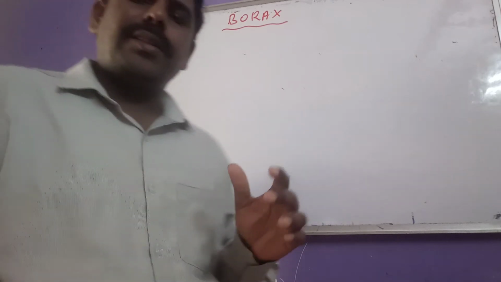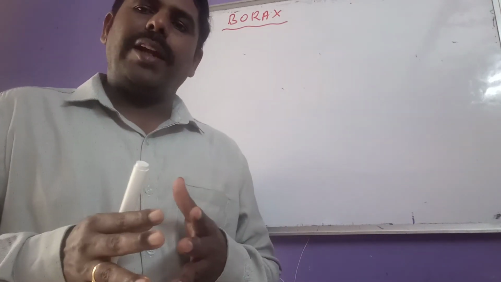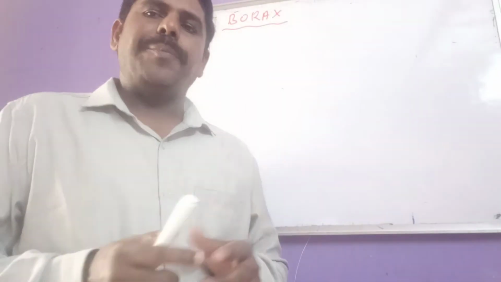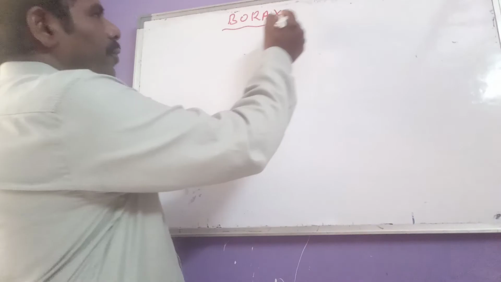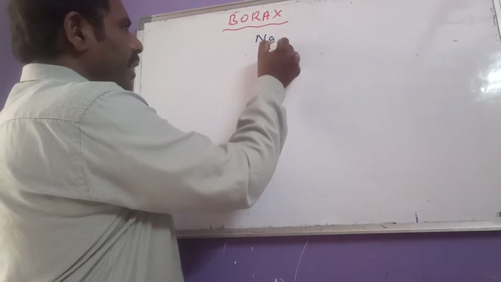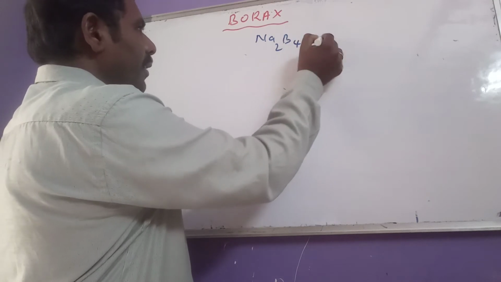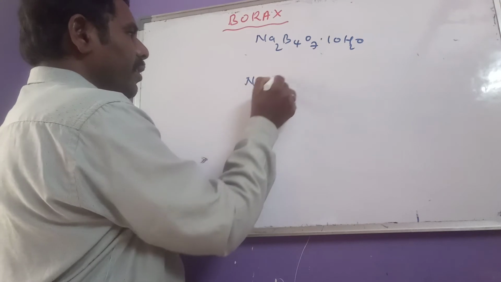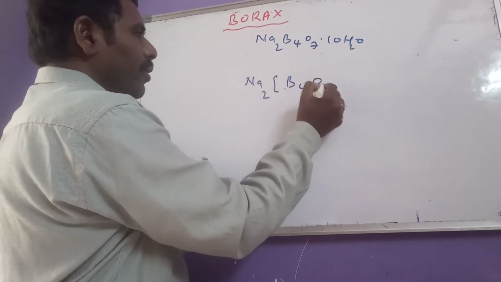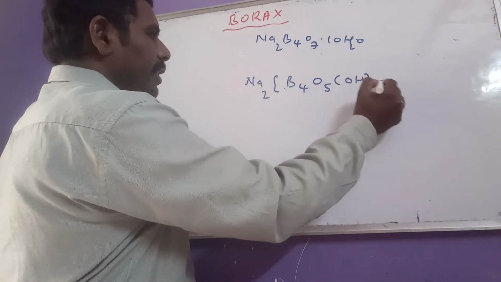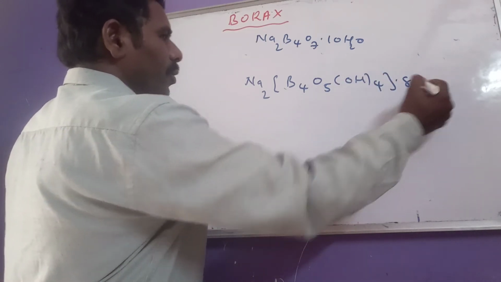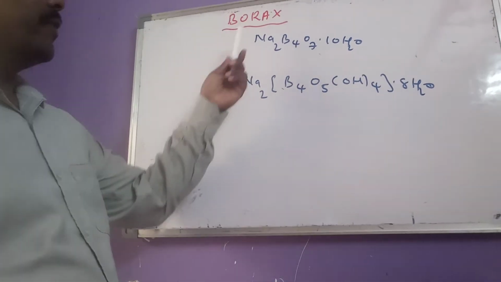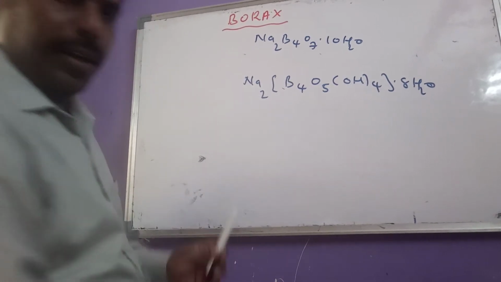What is borax? The most common metaborate is borax. Its formula we can write like this: Na2B4O7·10H2O. Otherwise we can write it like this also: Na2B4O5(OH)4·8H2O. So like this we represent borax in two different formulas. This is the formula of borax.